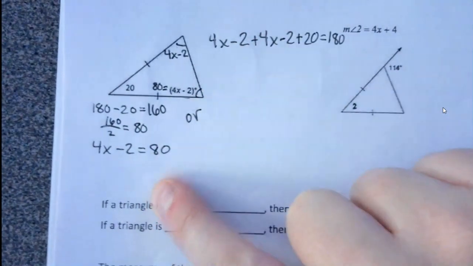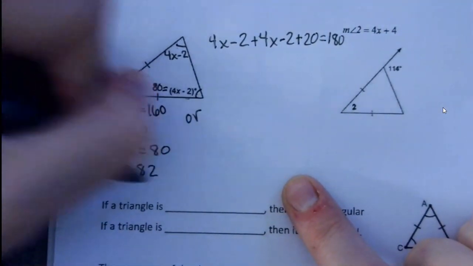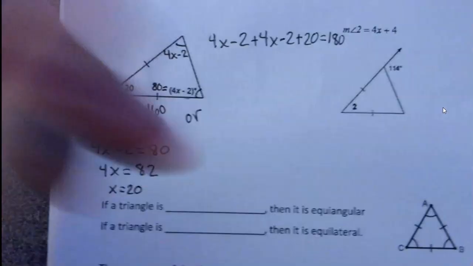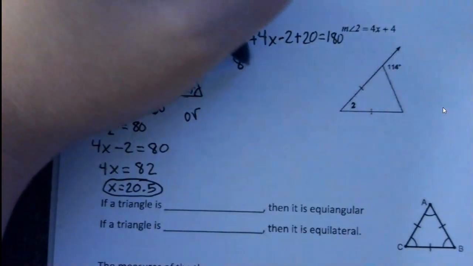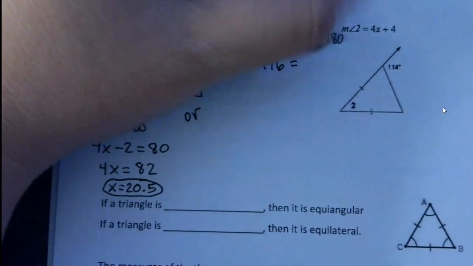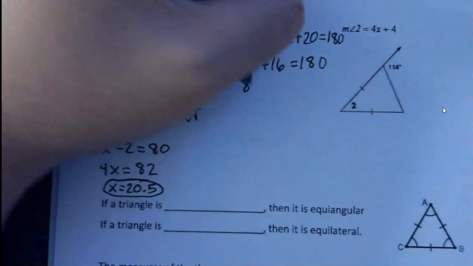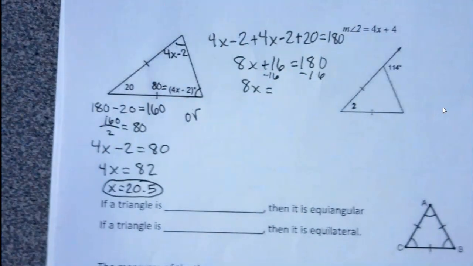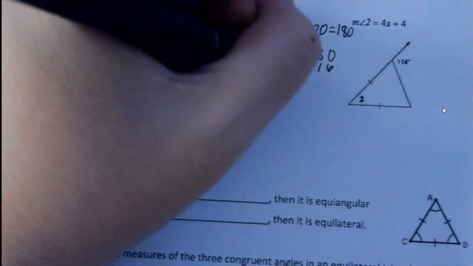It's the same thing that we did here. You're going to end up getting the same answer. It's like 20.5, I think, is your answer. Divide by 4 on both sides. X equals, yeah, it's 20.5. And then you should get the same answer if you solve it like this. 8x plus 16 equals 180. Just combined like terms. 8x, we're going to subtract 16 on both sides. 180 minus 164, and then divide that by 8, and you get the same thing, 20.5.